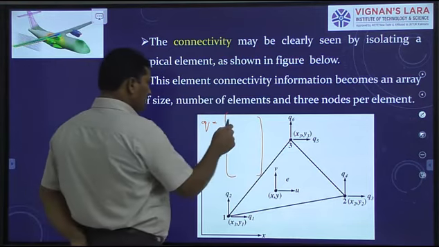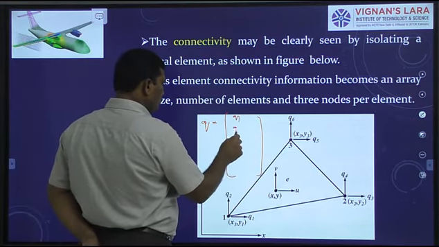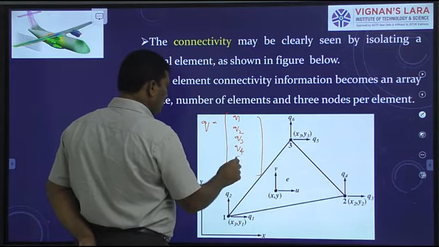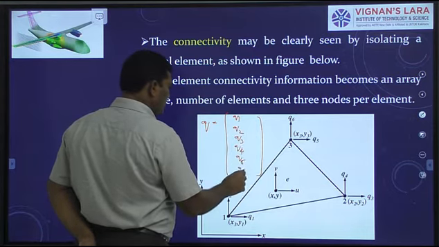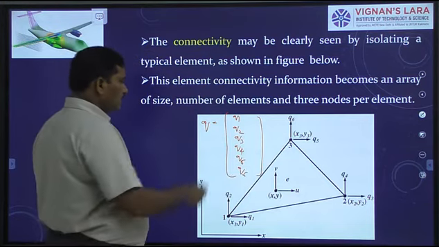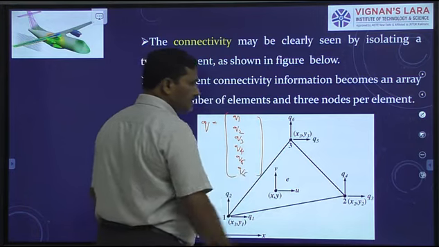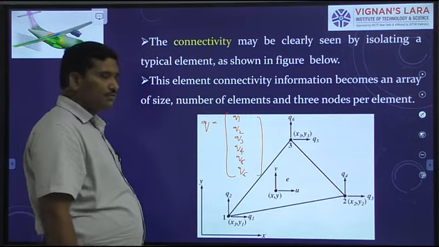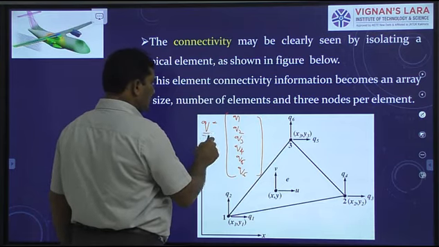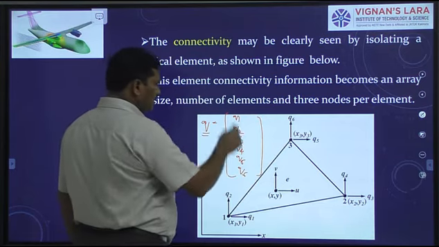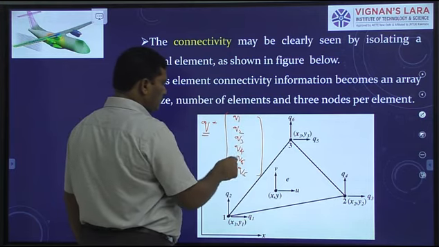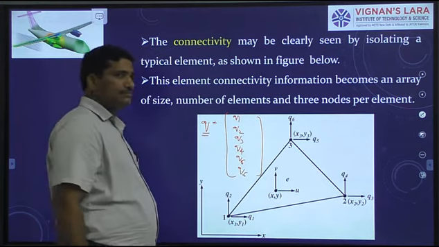Having the elements Q1, Q2, Q3, Q4, Q5 and Q6. This is how we define. Therefore, what is the size of this matrix? It is 6 by 1. For all the CST elements, we define the element displacement vector like this. Right? It is a column matrix having the elements Q1, Q2, Q3, Q4, Q5 and Q6.